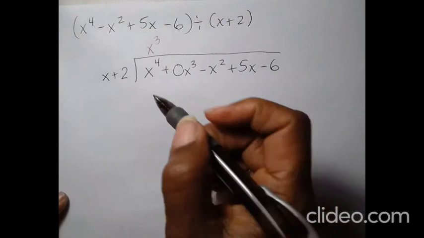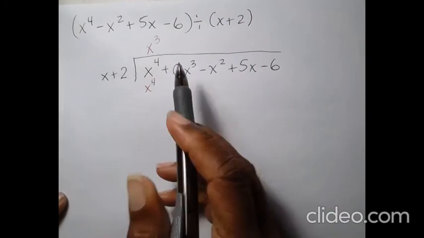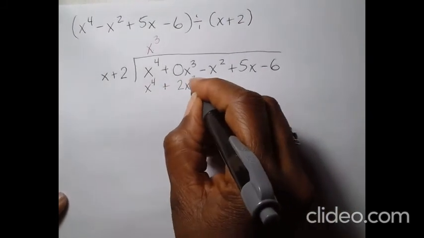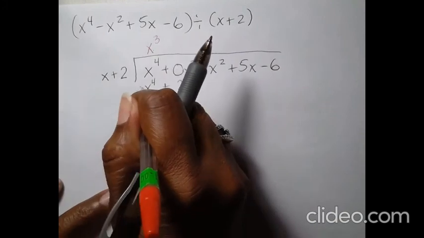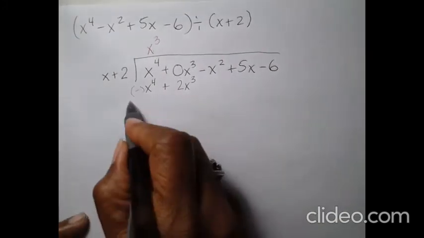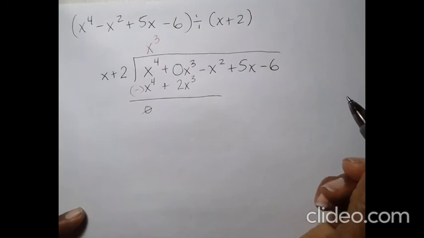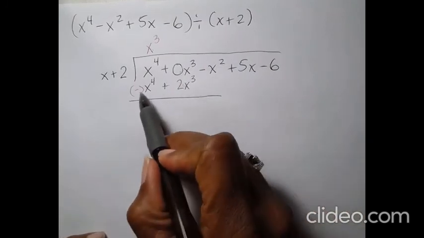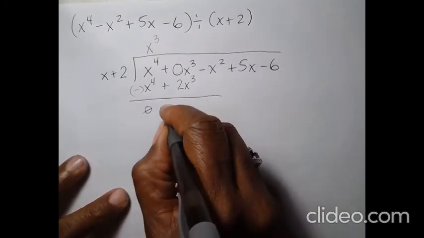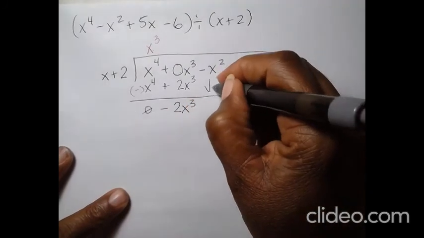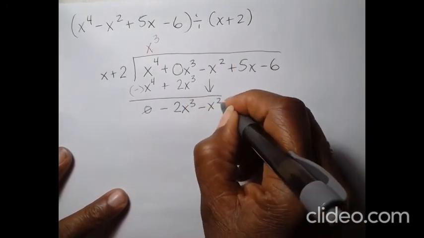X cubed times x is x to the 4th. X cubed times 2 is plus 2x cubed. Remember, we're subtracting just like we would do in long division. X to the 4th minus x to the 4th, 0. 0 minus 2x cubed is negative 2x cubed. And then we're going to bring down this negative x squared.